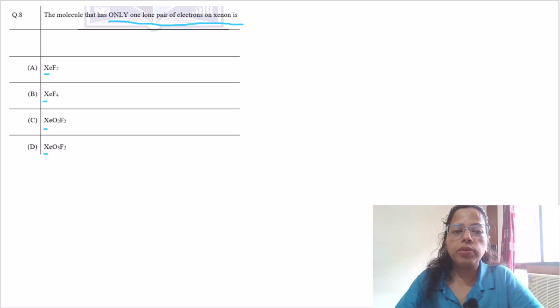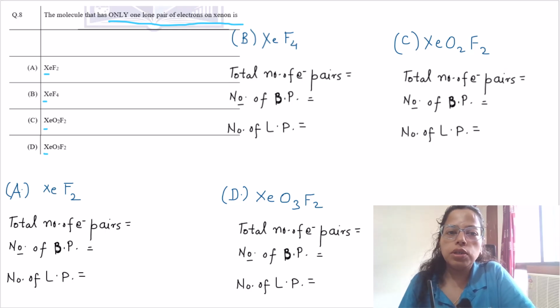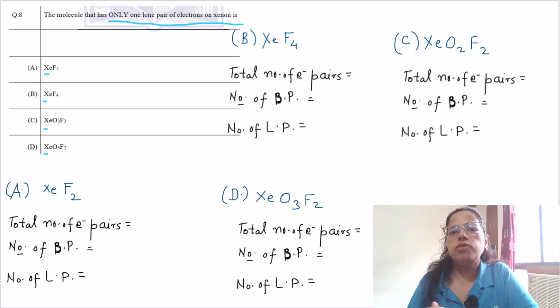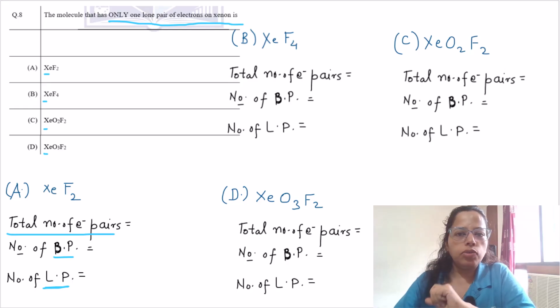How will we solve this problem? This problem will be solved by applying VSEPR theory. We have discussed many times in my previous videos how we apply VSEPR theory. If you go back and check, we have solved many problems based on it, where first of all we find the total number of electron pairs in the molecule, then the number of bond pairs, and then the number of lone pairs. This number of lone pairs is what we have to find for each of these molecules. Xenon is the central atom in all of them.